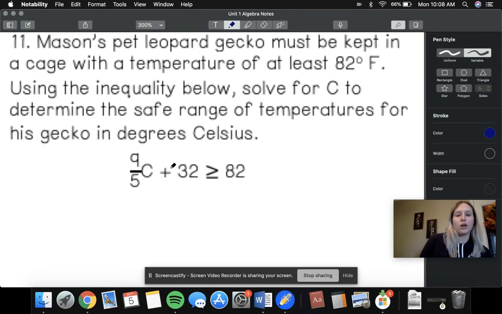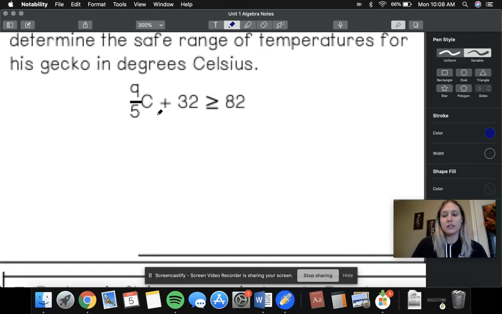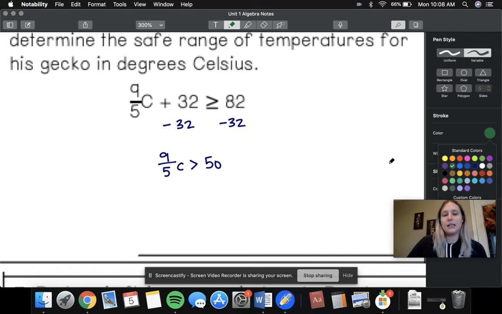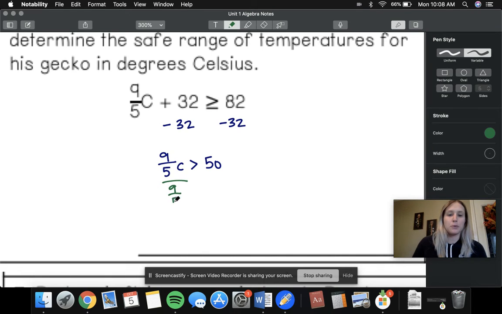So we are just going to solve for the C or Celsius to figure out what temperature that would have to be. So we're going to subtract 32. That would be 50. All right, from here, you guys can just divide by 9/5, or you can multiply by the reciprocal. They both mean the same thing. Okay, so 50 divided by 9/5, I get 27.7 repeating.